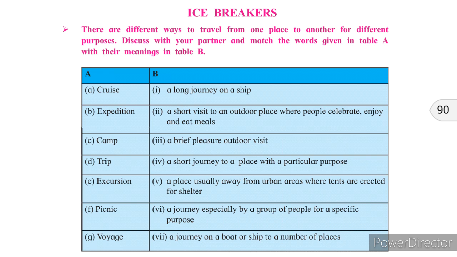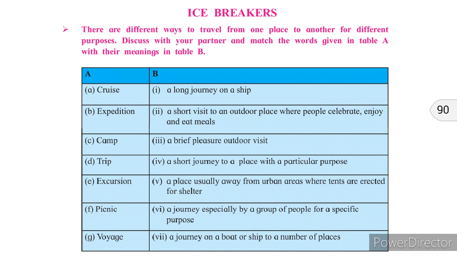The fourth concept in column A is trip. Trip means a brief pleasure outdoor visit. So in column B, the third sentence is correct for trip. In column A, the fifth concept is excursion. Excursion means a short journey to a place with a particular purpose. So in column B, the fourth sentence is correct for excursion.